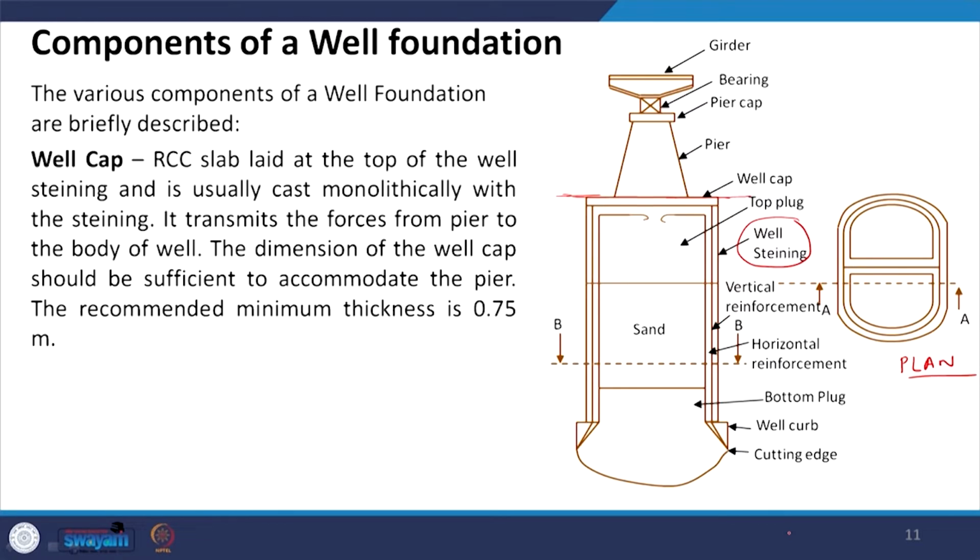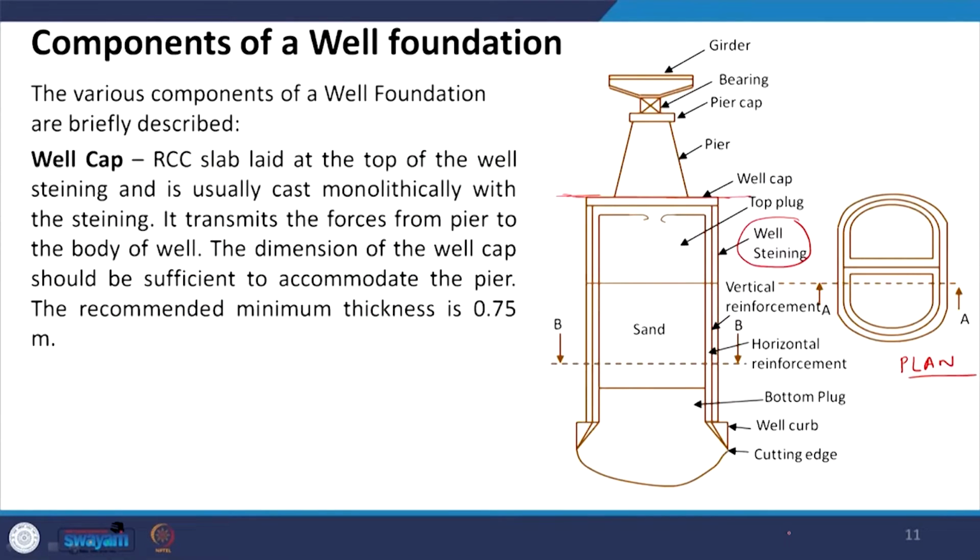The various components of a well foundation are briefly described here. So, you have the well cap, which as discussed is an RCC slab laid at the top of the well steining and is usually cast monolithically with the steining. So, the well cap and steining, which is the main body of the well, are cast together. It transmits the forces from the pier to the body of the well. The dimension of the well cap should be sufficient to accommodate the pier. Naturally, because the pier will transfer the load to the well cap, the plan dimension of the well cap should be sufficiently larger than the base of the pier.